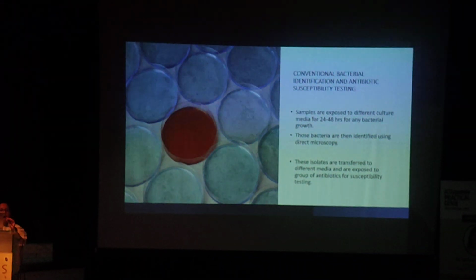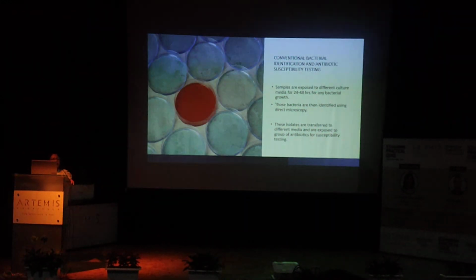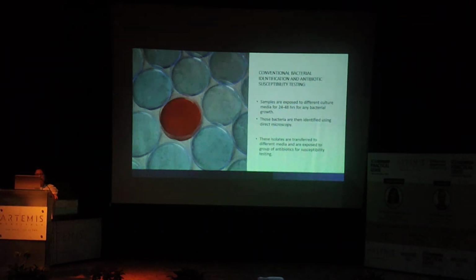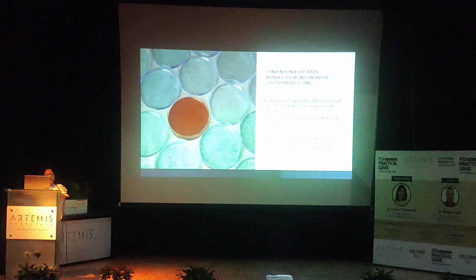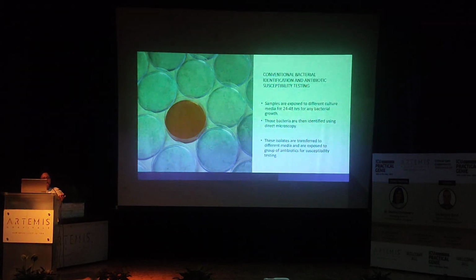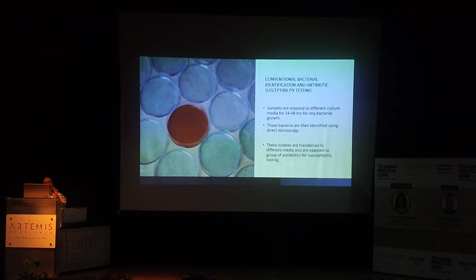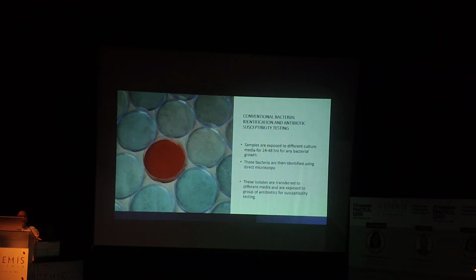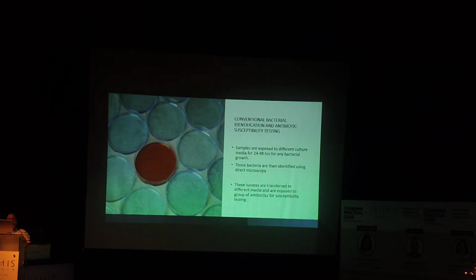Now, after gram stain, we have methods of culture sensitivity testing. Culture sensitivity testing contains two types of methods: conventional methods and modern, newer, molecular methods. First, we will talk about conventional methods of identification of antibiotic susceptibility testing. The samples which contain bacteria are exposed to different culture media for 24 to 48 hours for any bacterial group. Those bacteria are then identified using direct microscopy, and these isolates are then transferred to different media containing antibiotics.